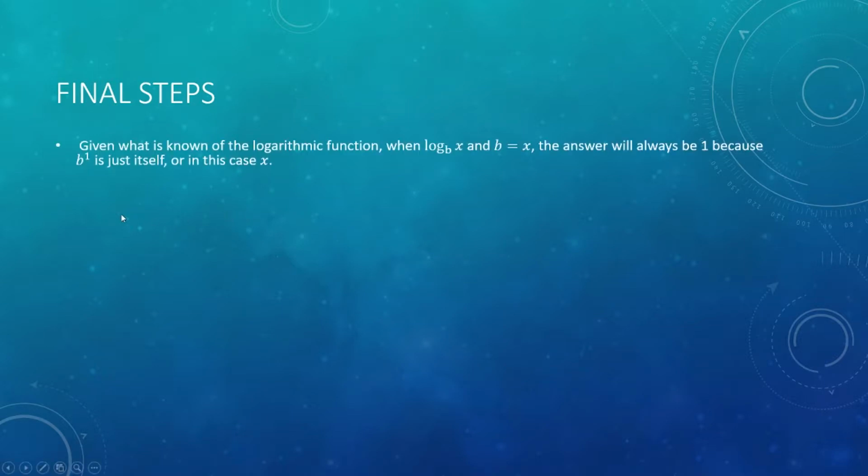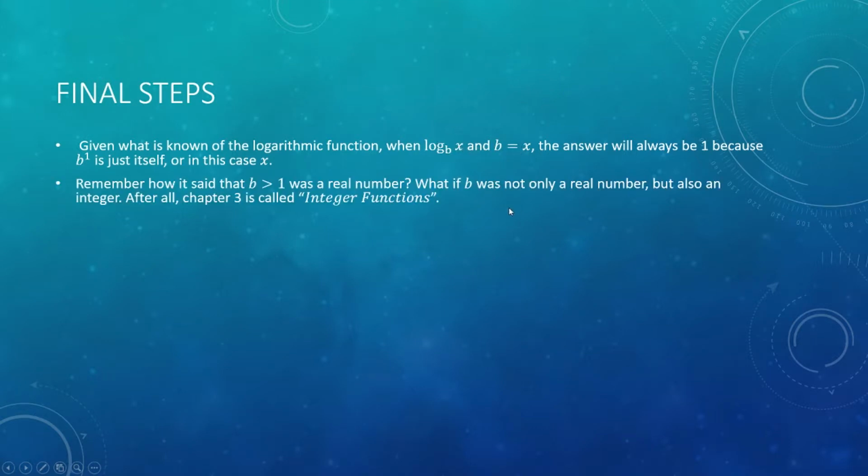Given what is known about logarithmic functions, when you have log base b of x and b equals x, the answer will always be 1, because b raised to 1 will always give you x, given that they're the same. Remember how earlier it said that b greater than 1 was a real number? Well, what if b was not only a real number but an integer?